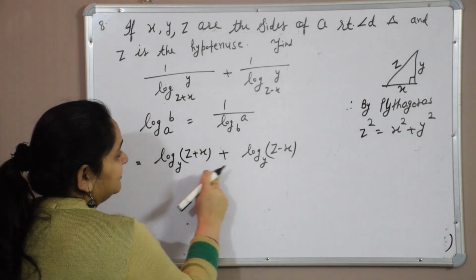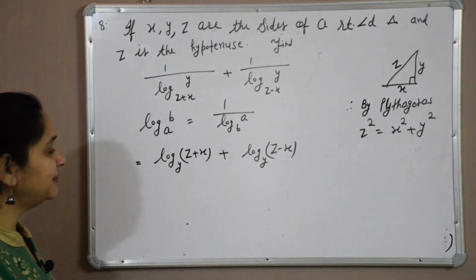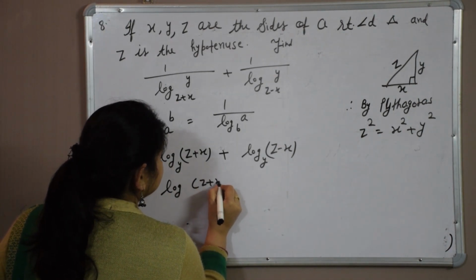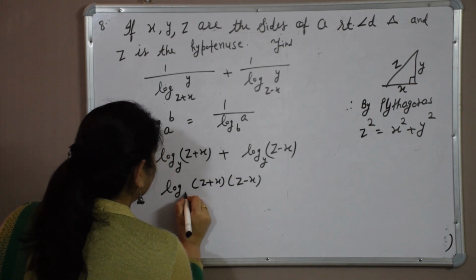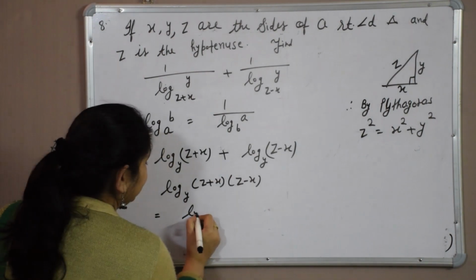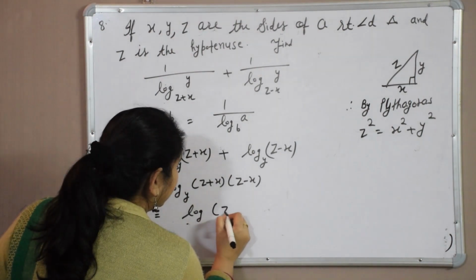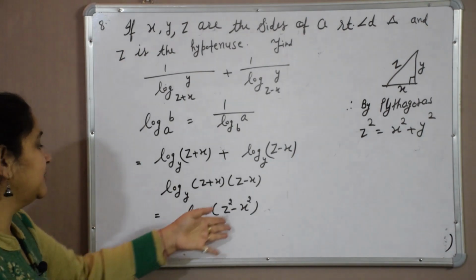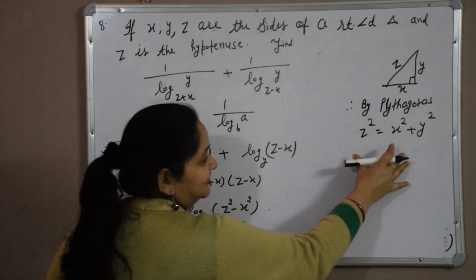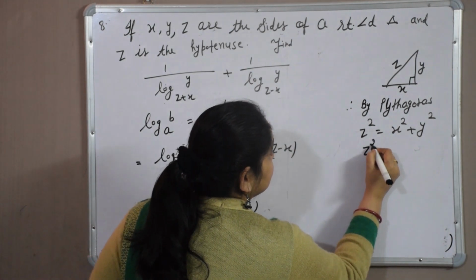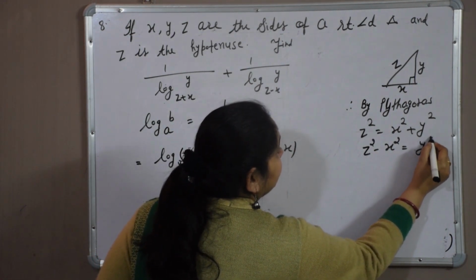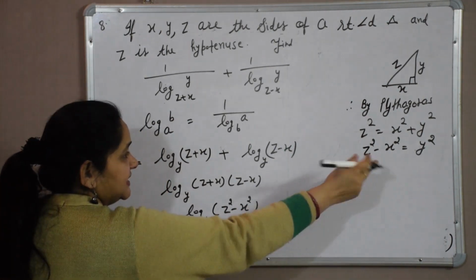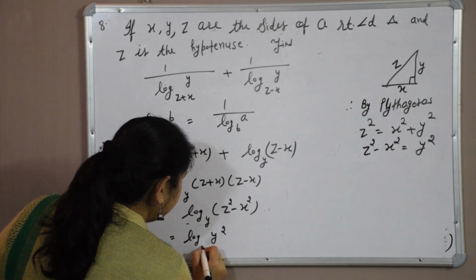Now, the property: log of m plus log of n is equal to log of mn, because the bases are the same. Therefore log of (z plus x) into (z minus x) to the base y. Now it becomes a plus b, a minus b, and we know that it is a square minus b square, so log of z square minus x square to the base y. Now from the given condition, z square minus x square is equal to y square. So we can write it as log of y square to the base y.